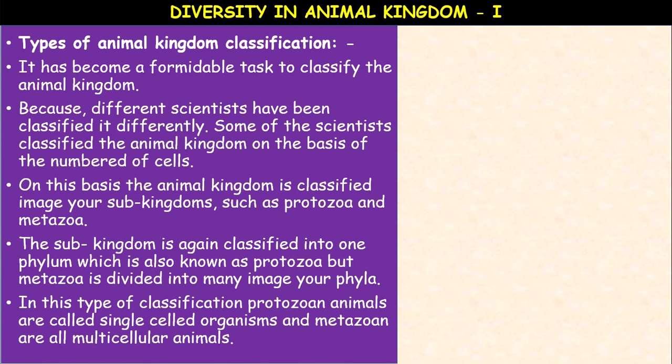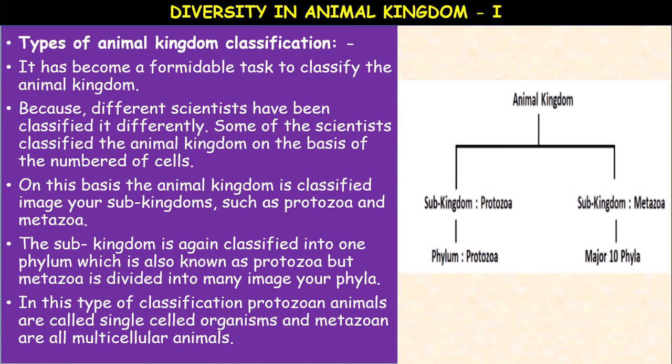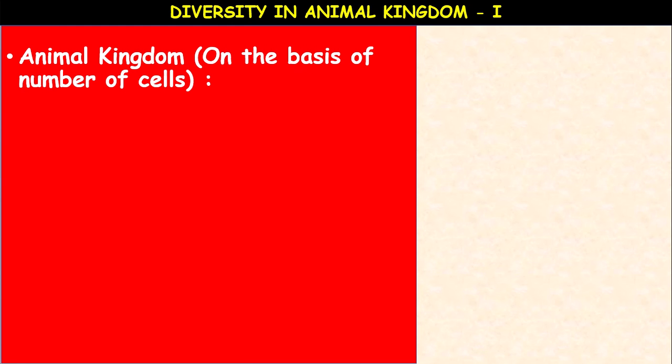So, in this type of classification, the protozoan animals are called single celled animals and the metazoans are the multicellular animals. Okay. Unicellular animals, multicellular animals. Single celled animals are called protozoans, multicellular animals are called metazoans. Okay. The animal kingdom is divided into the subkingdom protozoa and metazoa. Protozoa include single celled animals, metazoa include multicellular animals. This metazoa is further divided into 10 major phyla. Okay. So, animal kingdom classification based on number of cells.